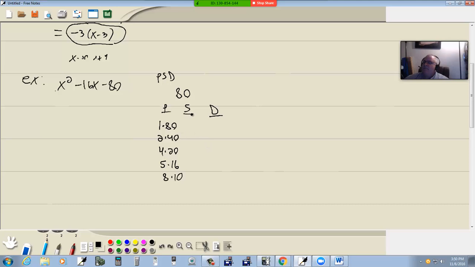Then the S column. The S stands for sum. We're going to add these together. 1 plus 80 is 81. 2 plus 40 is 42. 4 plus 20 is 24. 5 plus 16 is 21. 8 plus 10 is 18.